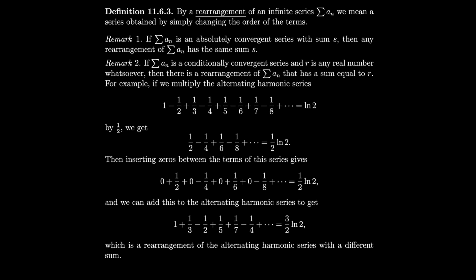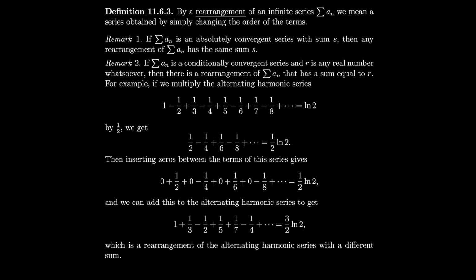So if we take that alternating harmonic series and we multiply by a half, then notice the 1 becomes a half, and the minus 1/2 becomes minus 1/4, 1/3 becomes 1/6, and so on. So instead of equaling ln 2, this series will equal half ln 2. We insert a whole bunch of zeros in between the terms of the series. So we put a 0 over here, 0 over here, 0 over here, all between them.